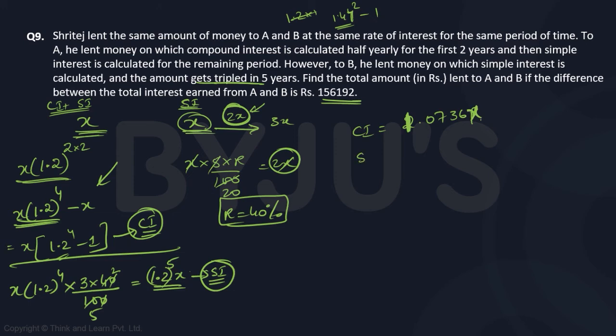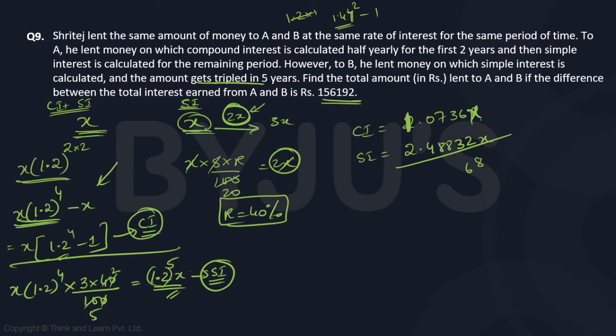Now the simple interest, however, will be again 1.2 raised to the power of 5. So you will get this value for the next 3 years as 2.48832X. So basically this 1.2 raised to the power of 5. Again, it's a very messy calculation. This total minus 2X, is what they are talking about.